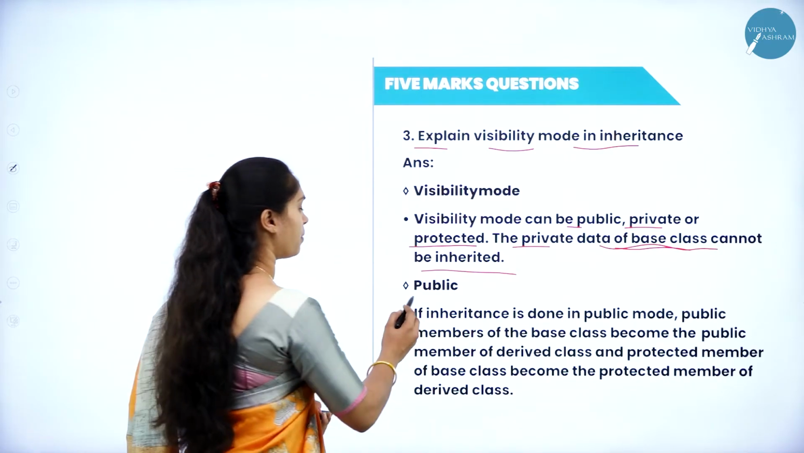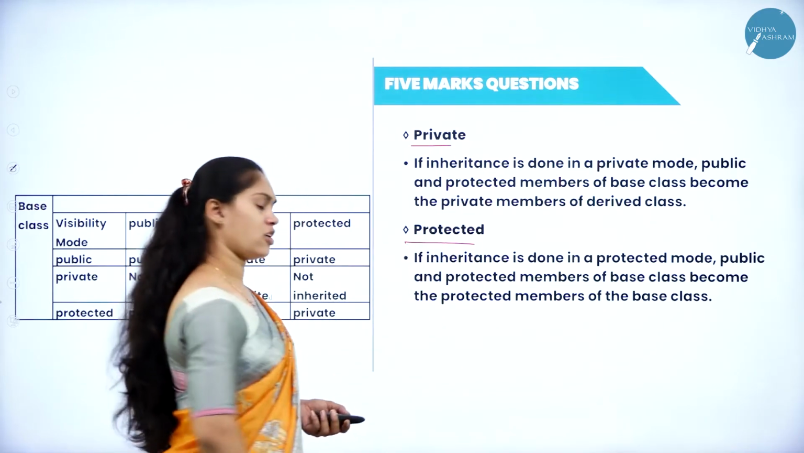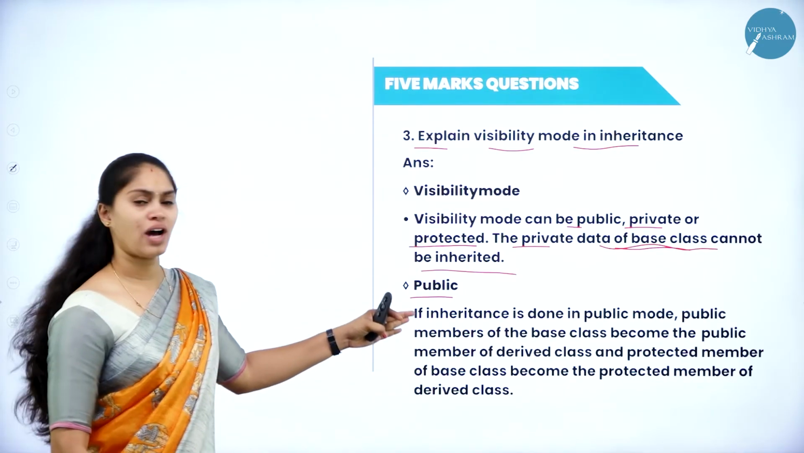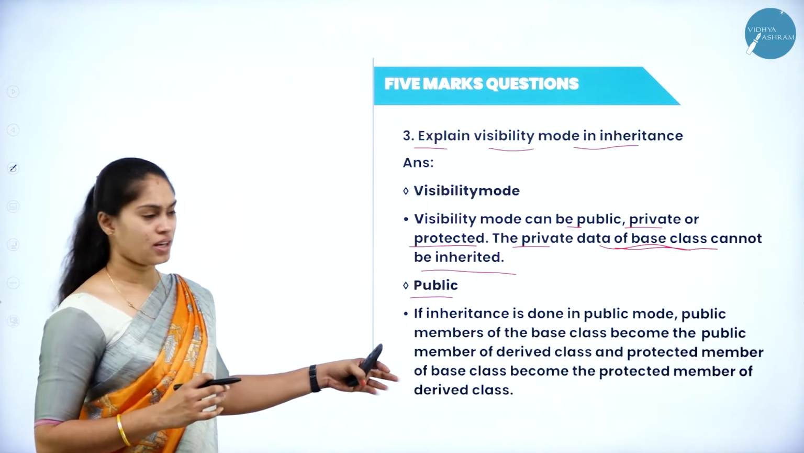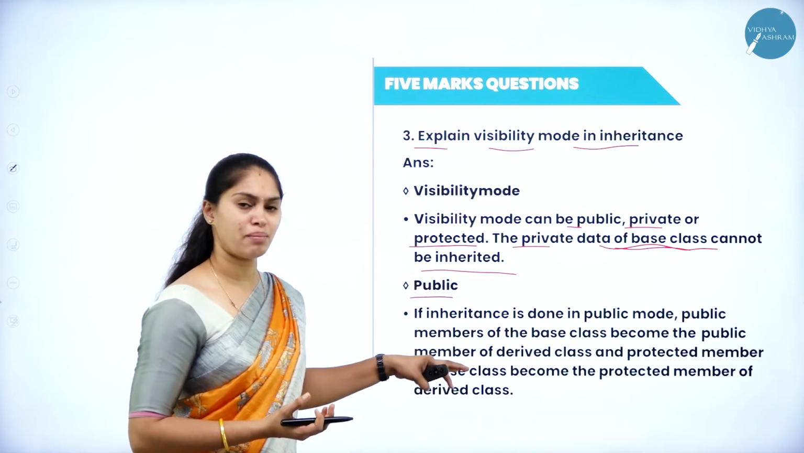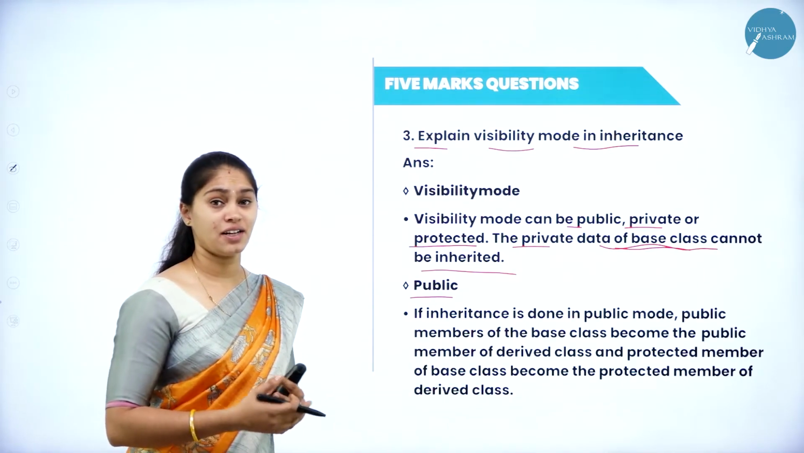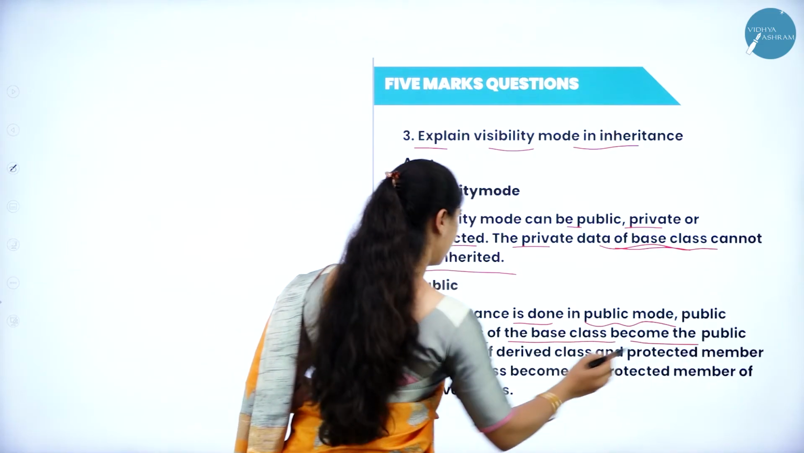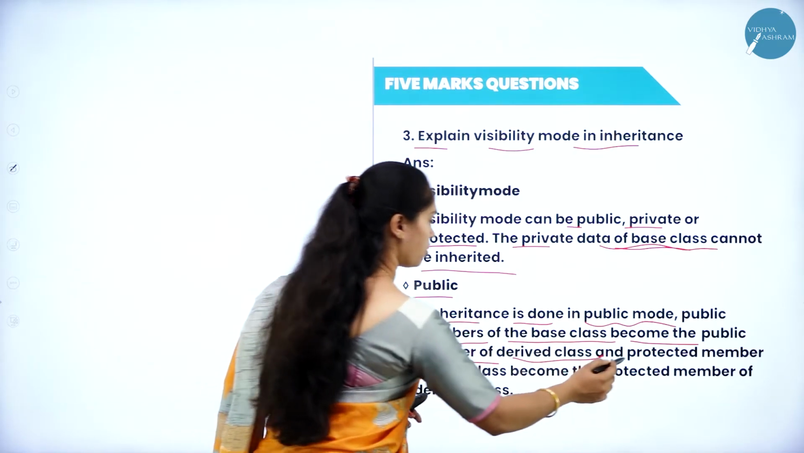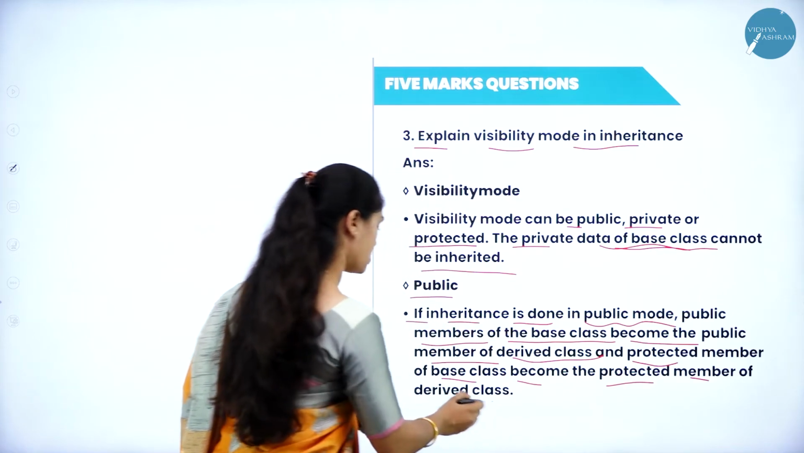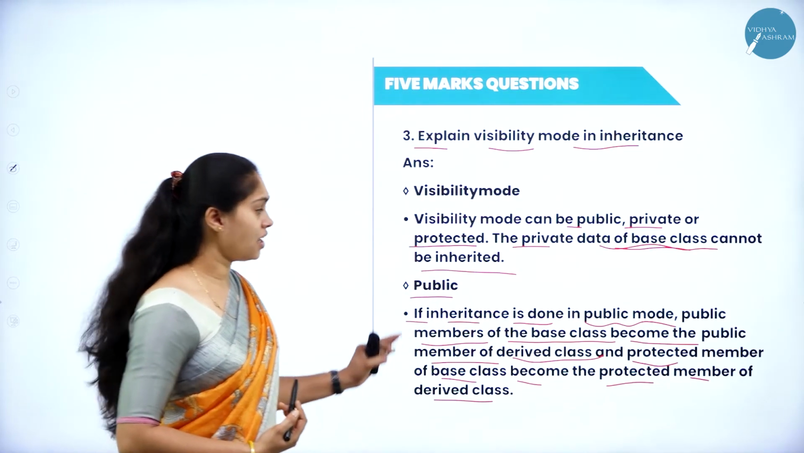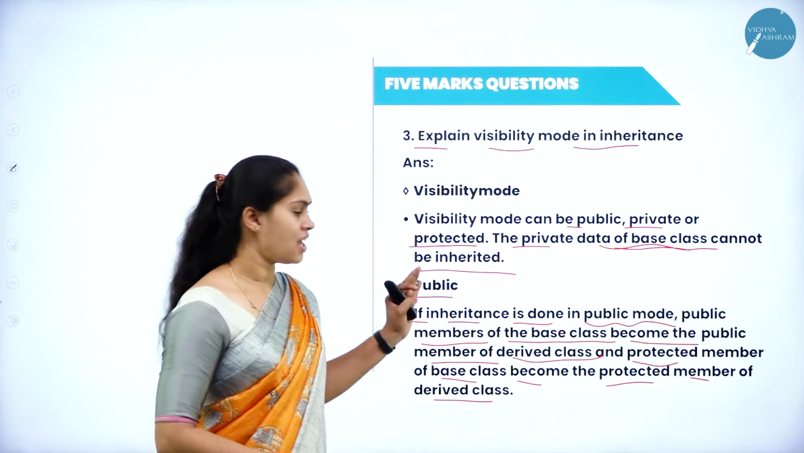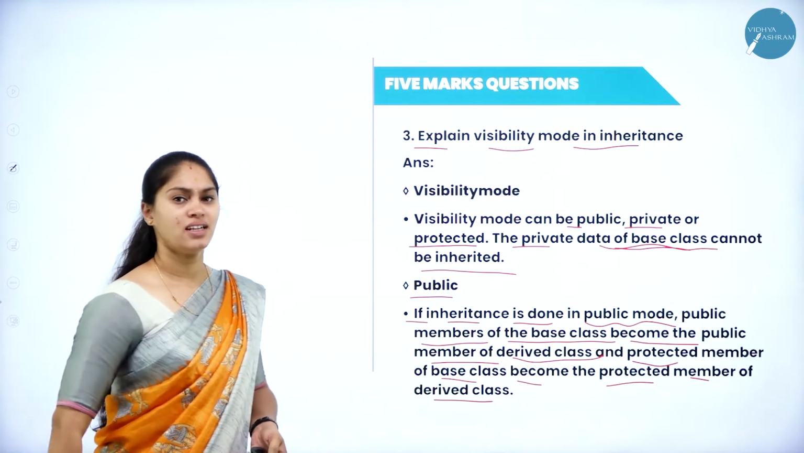We have public visibility mode, private visibility mode, and also protected visibility mode. So when you are writing the answer for this question, you have to write about all the kinds of visibility mode. If it is public visibility mode, what content can be inherited to the derived class? We'll see now. If inheritance is done in public mode, public members of a base class become public members of the derived class, and protected members of a base class become protected members of the derived class. I can't inherit the private content of a base class to the derived class. So public is considered public in the derived class, and protected members are considered protected in the derived class as well.